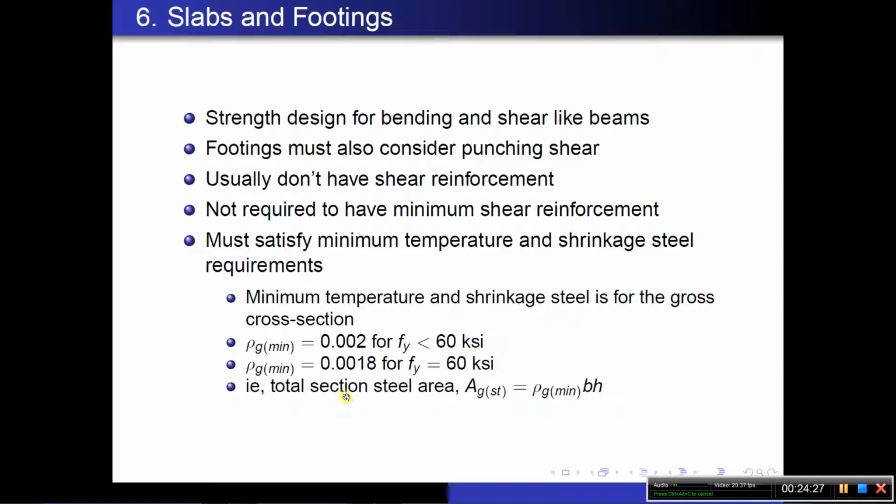So basically the total section steel area on the gross cross section of concrete needs to be this amount, which is rho g minimum times B times H. So we can calculate this quantity and make sure that the steel we provide is greater than this value here.